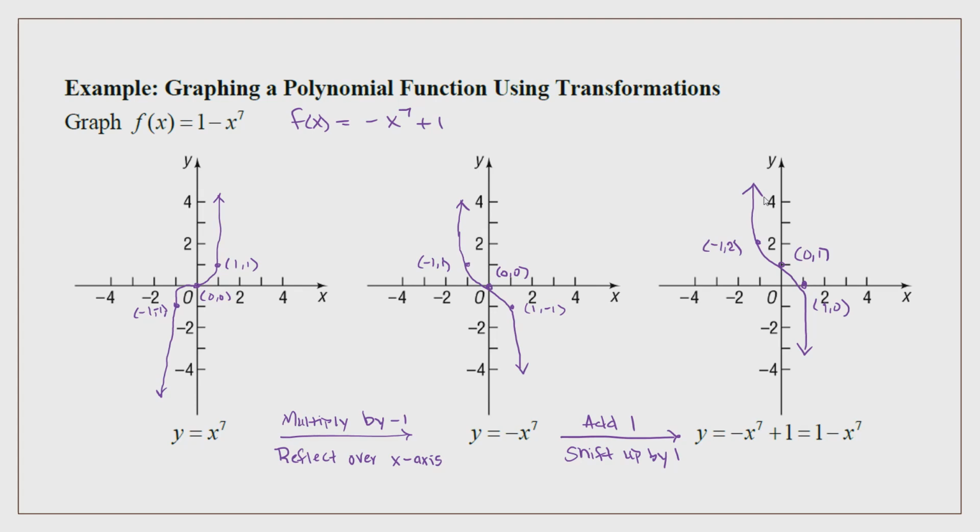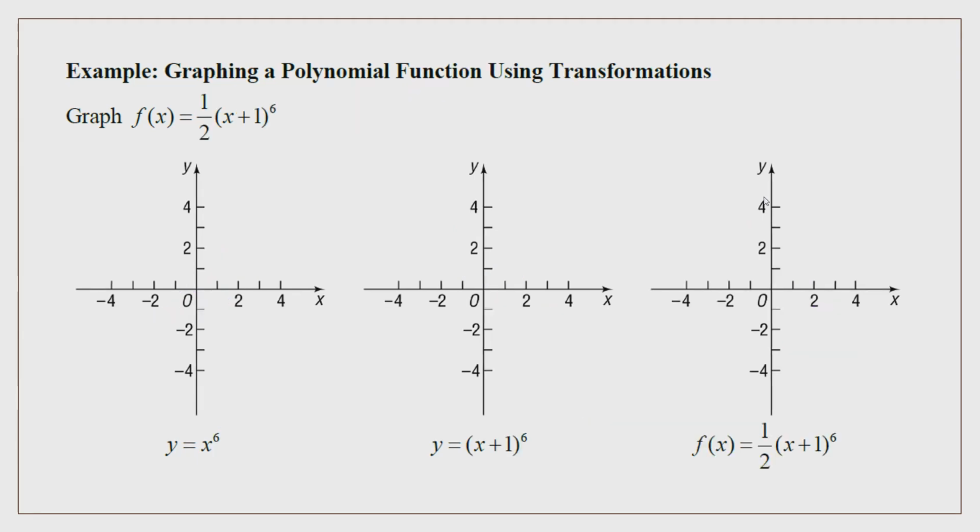Let's do another one. f of x here equals 1/2 times the quantity x plus 1 to the power 6. So we're going to first start off with y equals x to the 6. This is an even power, so that means it's going to take the shape of a parabola. We know the parabola has 3 common points: (0, 0), (-1, 1), and (1, 1).